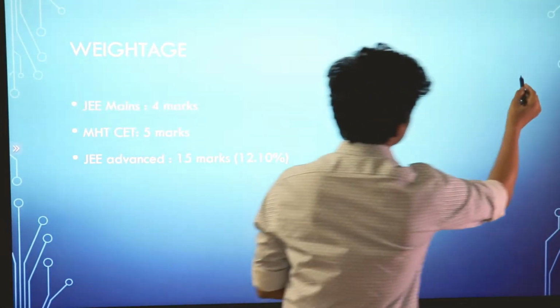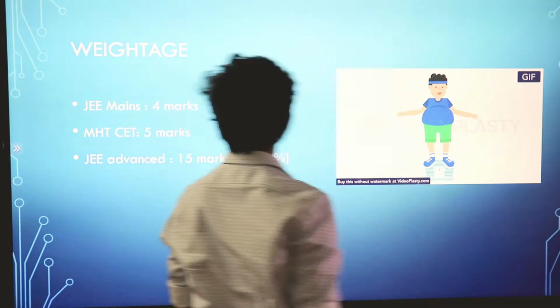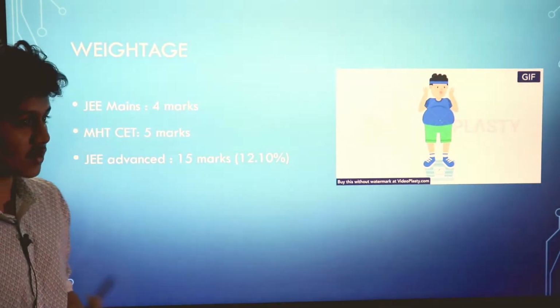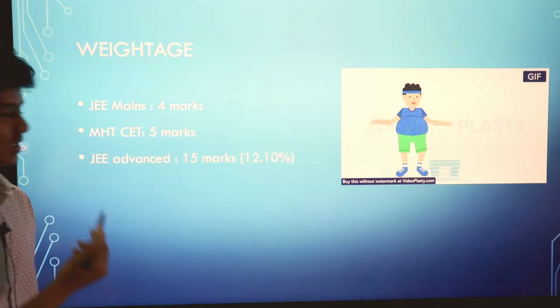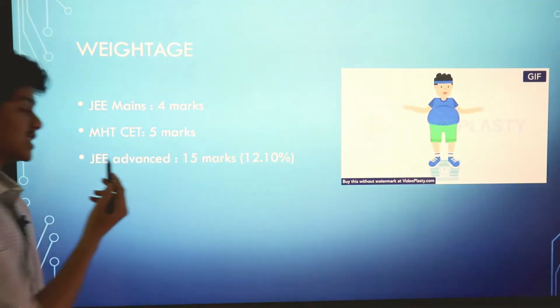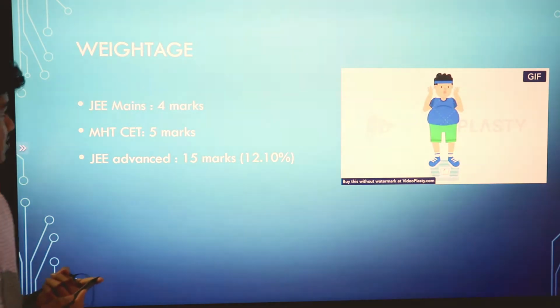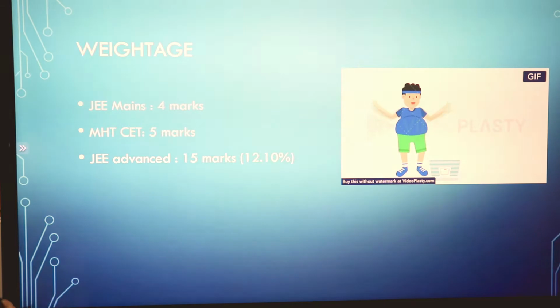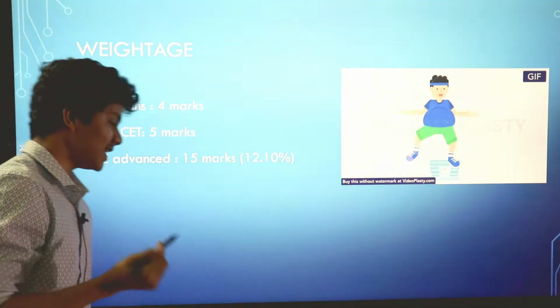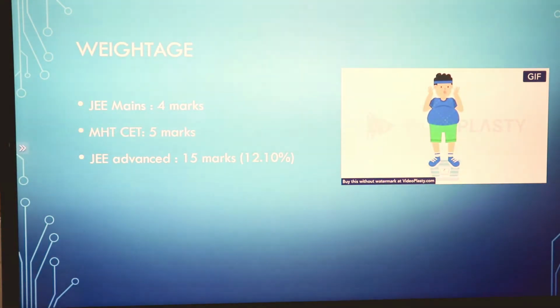First of all, let's see what the weightage of this chapter is in all the exams we're going to give. NEET, we won't be considering the chapter as maths does not come under NEET. JEE Mains, that is 4 marks. It consists of 1 question. MHCET, that is Maharashtra CET, that is 5 marks. And JEE Advanced, 12%, which is 15 marks.